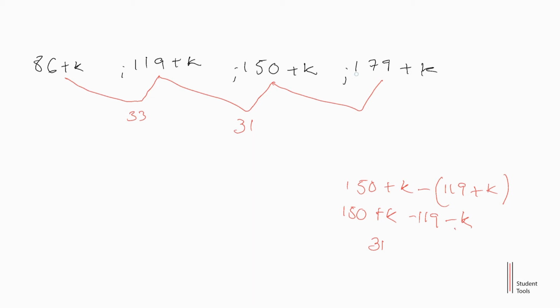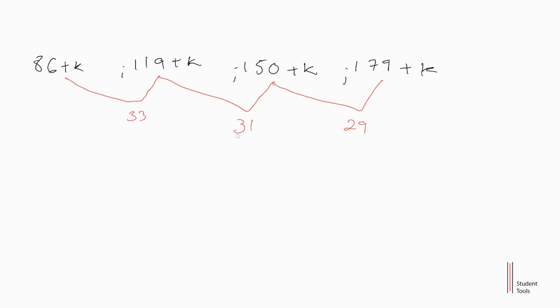Then lastly we have 179 plus k minus 150 plus k. So one thing that I'm noting is that the k's subtract each other, such that we have 179 minus 150. So that is 29. So now we have the first differences, and we didn't get a common difference. So that means it's not an arithmetic sequence. Let us find the second differences.